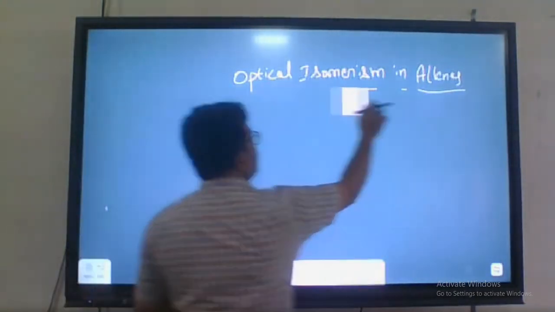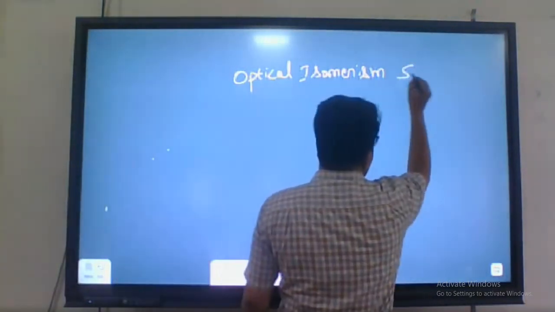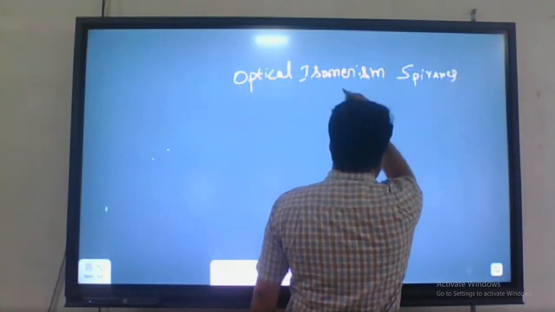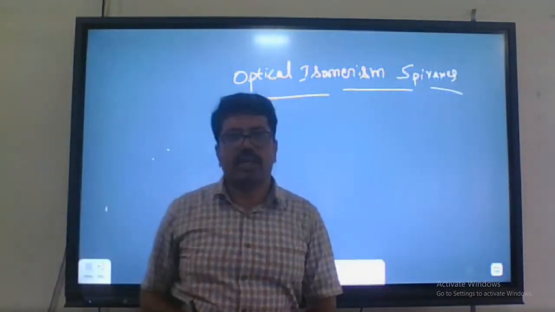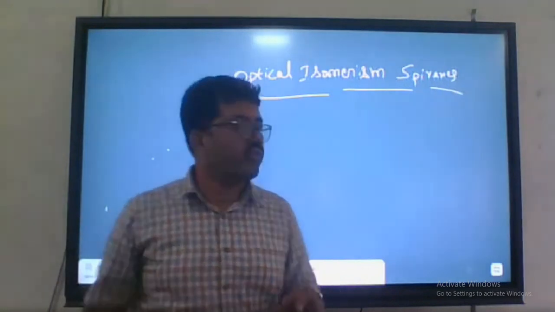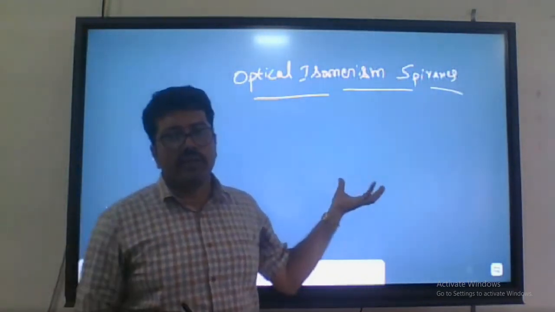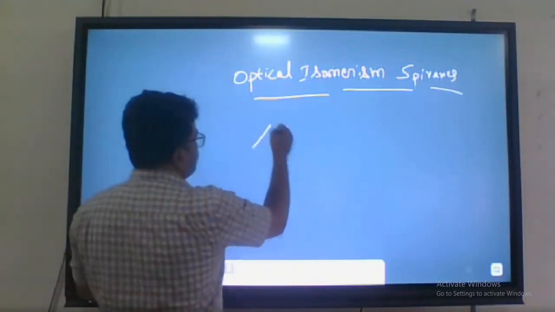Optical isomerism in allenes. Next, spiranes. Spiranes means twist. It is derived from a Latin word. It is called twist or whirl. So twist.